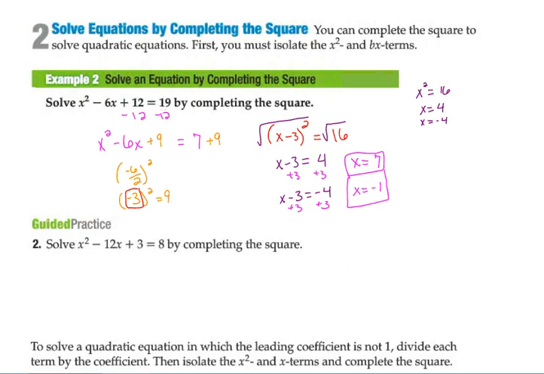Okay, so step 1, isolate the x squared and the b squared. Step 2, figure out what number to put in there in order to complete the square, make a perfect square. Step 3, factor it into two perfect square binomials, and then go ahead and solve the equation by square rooting both sides, setting it equal to both the positive and the negative, and then solving from there. Okay, try guided practice 2.